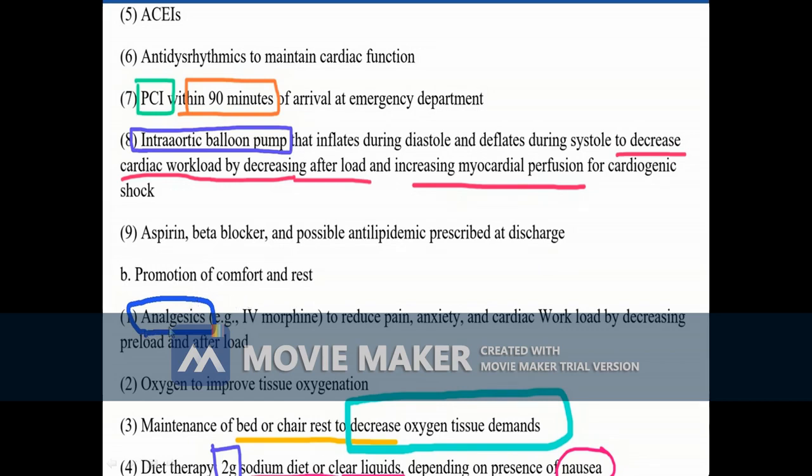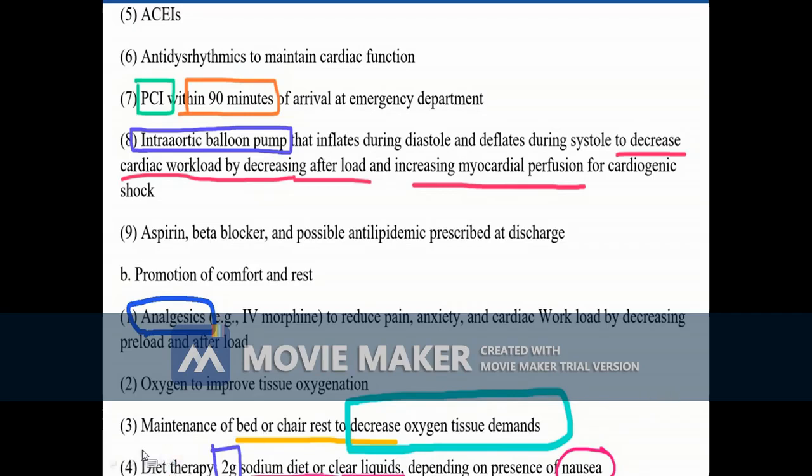Promotion of comfort and rest, analgesics. So guys, if you remember, in the first 7 questions it was asked where analgesics or pain medications are discussed, in which text. So pain medications are being discussed in text D. So D is your answer. Oxygen to improve the tissue oxygenation. Okay. Maintenance of bed or chair rest to decrease oxygen tissue demand. Yes, this was asked, what should be done to decrease the oxygen tissue demand. Bed or chair rest should be done to decrease oxygen tissue demand.